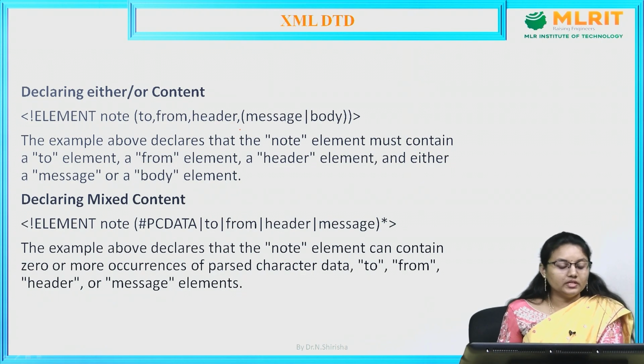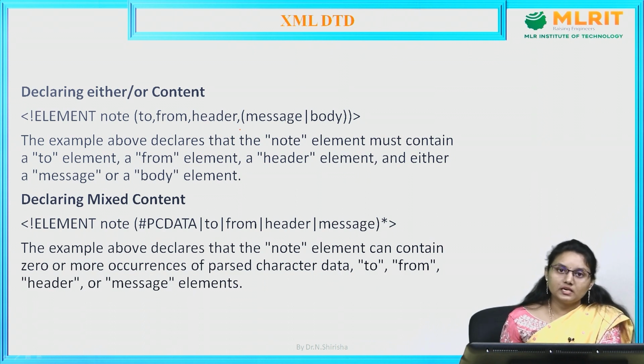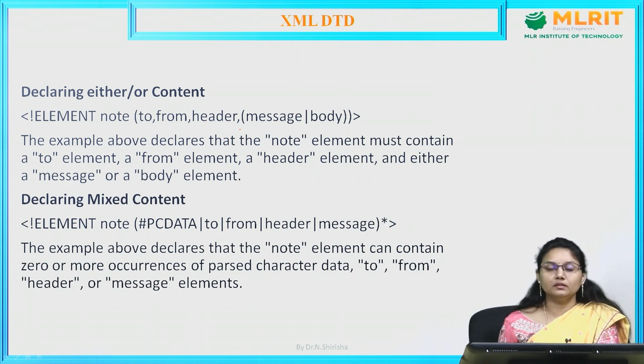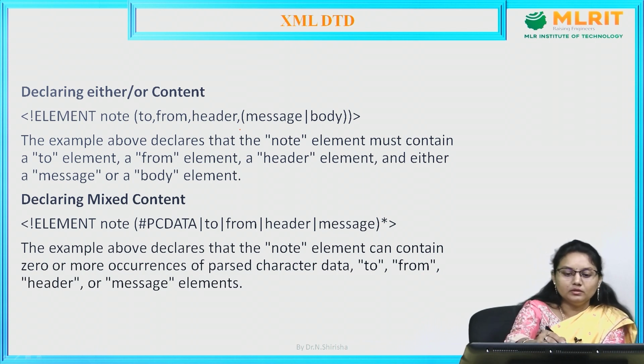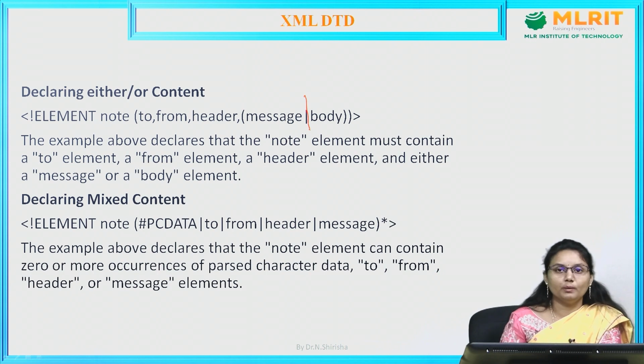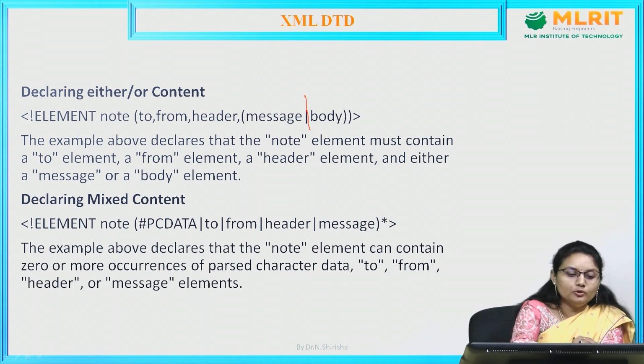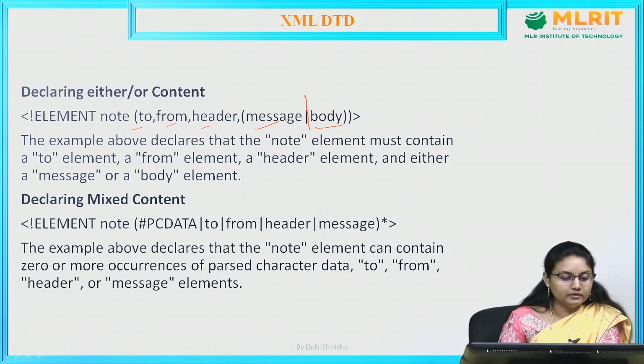Zero or many means you need to define star. Now, declaring either-or content. You can write either message or body in note, and you define that by separating them with a pipe. So to, from, header are there, and in the place of body you may also use message, depending on what the user wants to give as information.